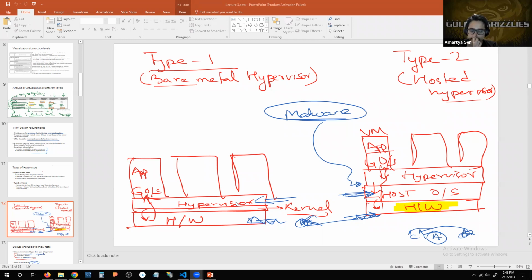And then similarly, in contrast to the type 2 or hosted hypervisor, if you are looking at the architecture of type 1 or bare metal hypervisors, then the hypervisor is directly responsible for controlling the underlying asset, which is the hardware resources that are available. And on top of that, the VMs execute similarly, right?